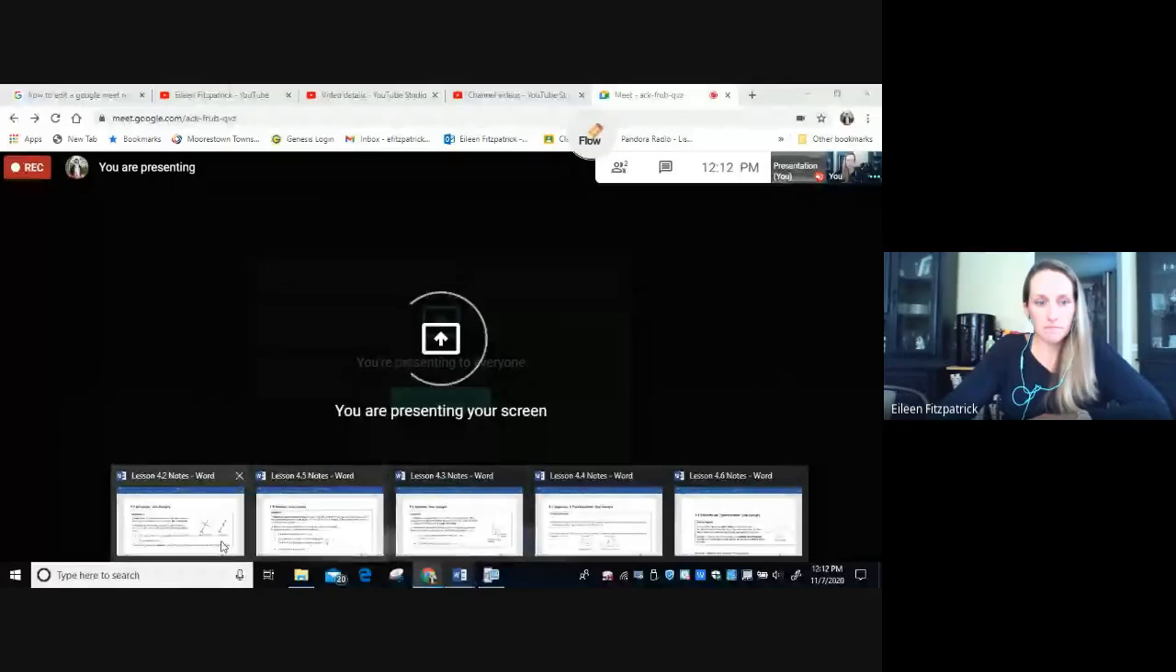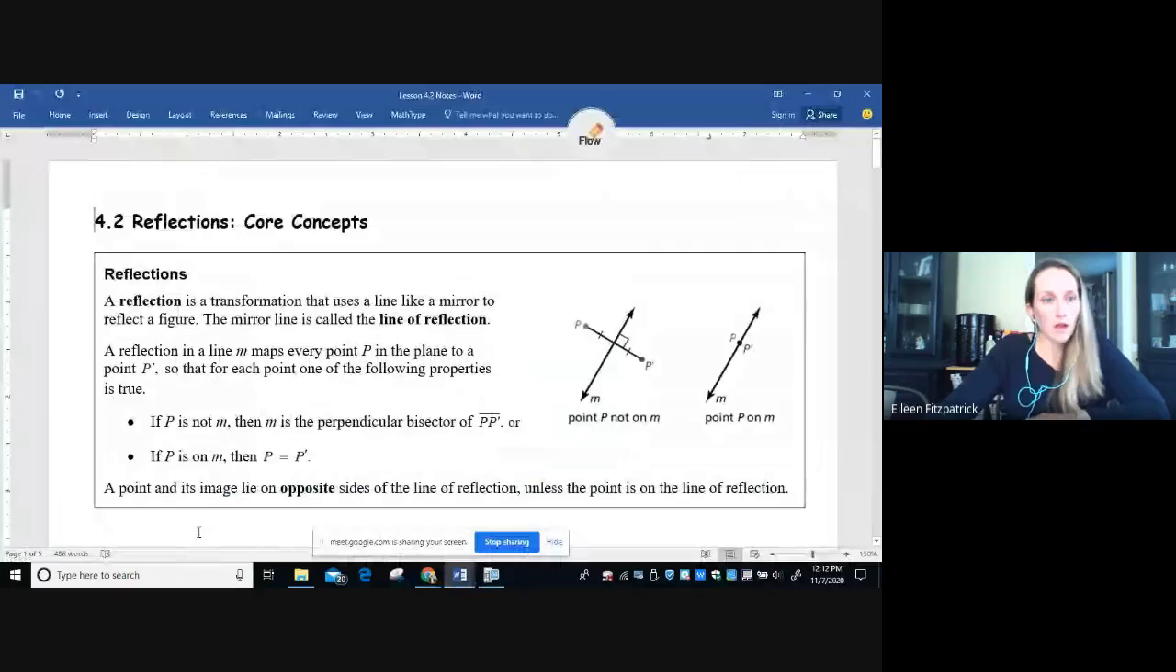All right, guys, so we're going to get started with lesson 4.2 today. We're going to be talking about reflections. A reflection is another type of transformation, and a reflection is also a rigid motion or an isometry, as we talked about in the last lesson. We're going to start out with some new terminology and notation, and then we'll jump into some problems.